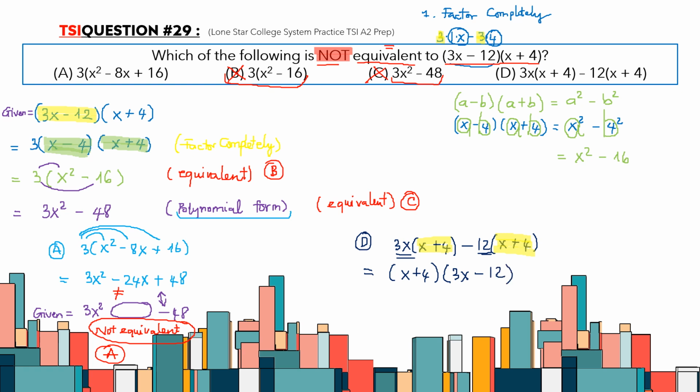So you see that it only switches the positions, but because multiplication has the commutative property, you can rewrite it as 3x minus 12 multiplied by x plus 4. This will be the same. This will be equivalent. So this one is exactly equal to the given, 3x minus 12 times x plus 4. Yes, so this one is equivalent.